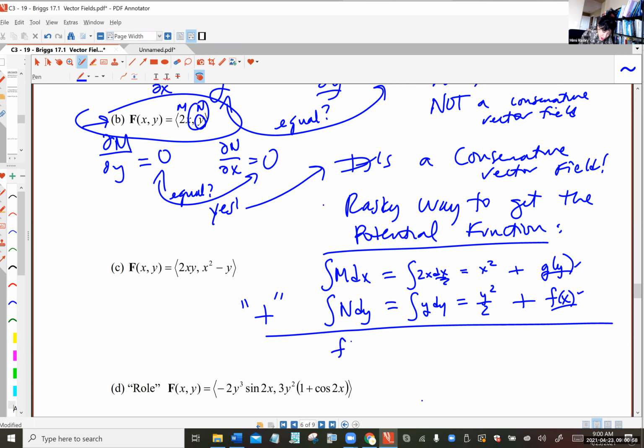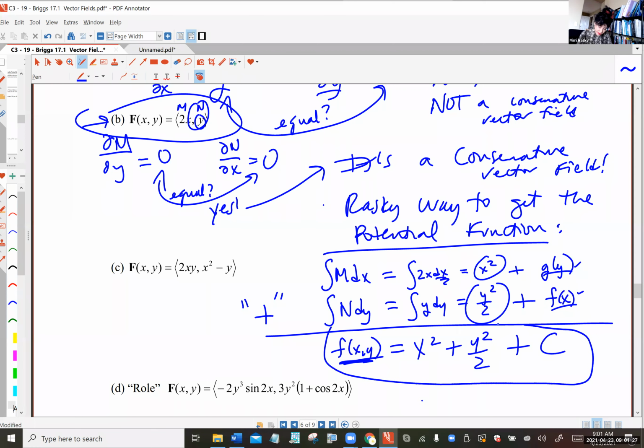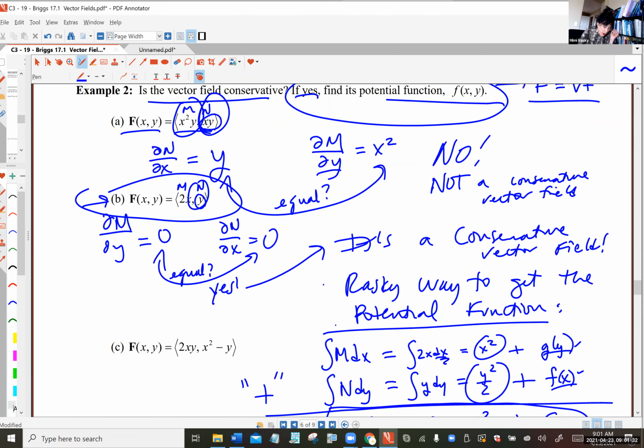So now your potential function f(x,y), and I do want you to write that down, equals x squared plus y squared over 2. It's okay to add these two together because none of them are duplicates. In the next problem, if you get duplicates, you don't add the duplicates together. Be careful. Plus, since we've recovered the potential function completely, the only constant would be a pure number. And we're done. This is the final answer, the potential function for this vector field.